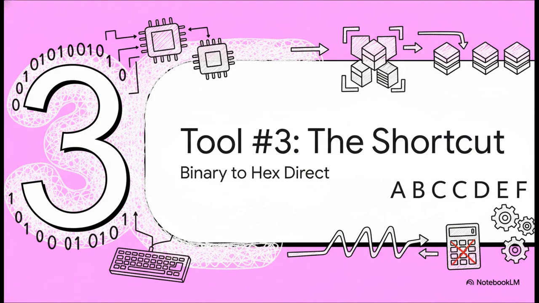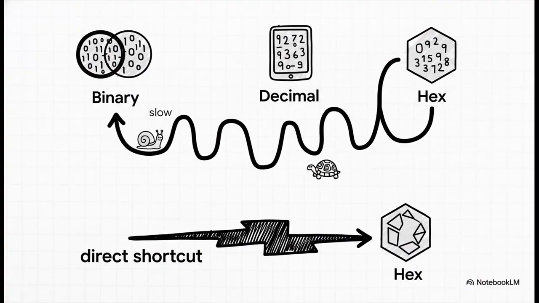All right, tool number 3. Now this is the good stuff. This is the pro-level shortcut. This is how you can jump between the computer's native language and the programmer's shorthand without all that messy math in between. Seriously? Converting from binary to decimal and then over to hex? I mean, it works, but it's slow and clunky. There is a much cleaner, more elegant way to do it.